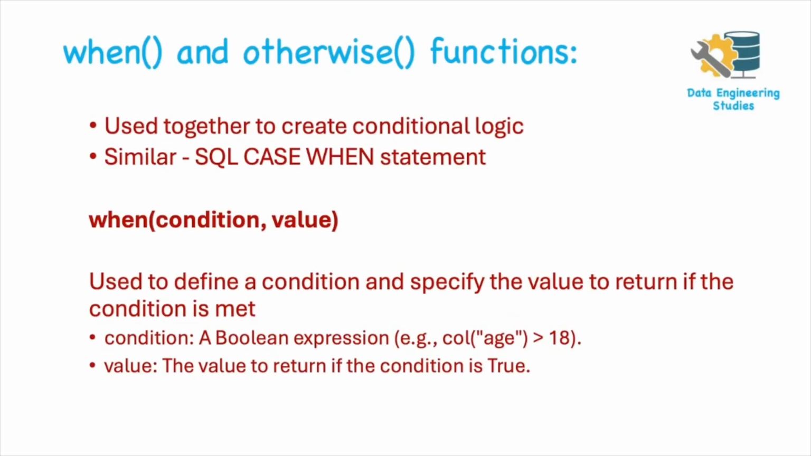When and otherwise functions are used to create conditional logics. It is very similar to SQL case and when statement. When function is used to define a condition and specify the value to return if the condition is met. When function accepts two arguments, a condition and a value. A condition is a Boolean expression. For example, if the age is greater than 18, this value will be returned.